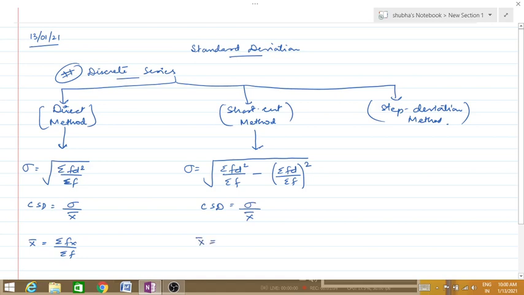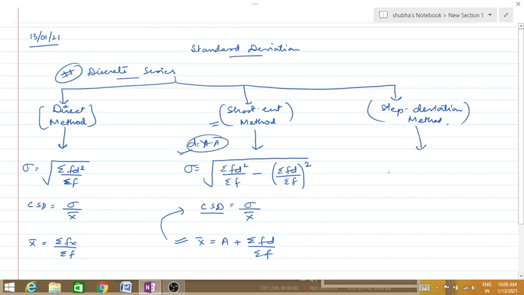But how to calculate mean here? In the shortcut method the formula is different: A plus sigma fd over sigma f. This formula is used to calculate mean, and this mean will be used in the coefficient of standard deviation. And the deviation here will be calculated with the help of the assumed mean, x minus a.